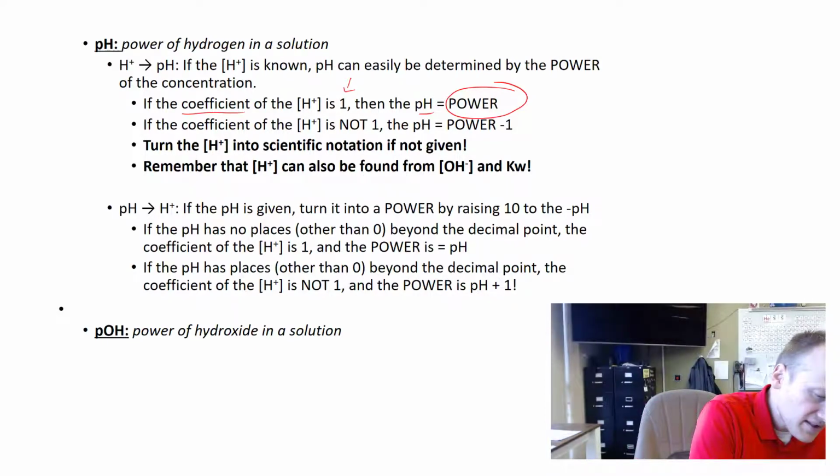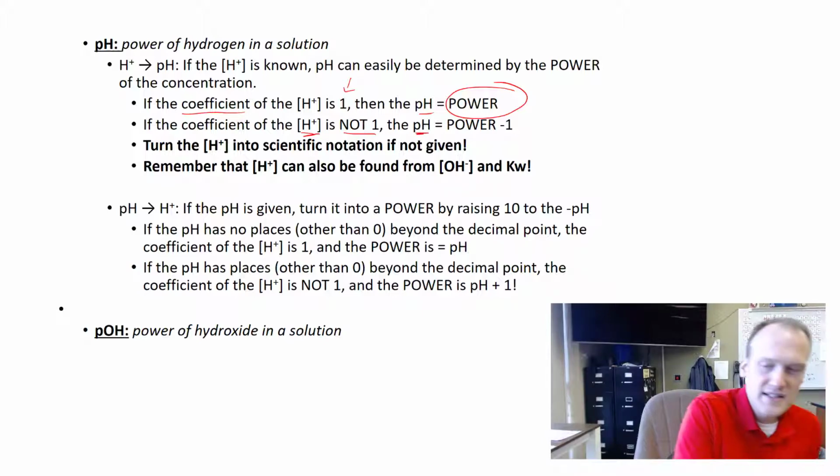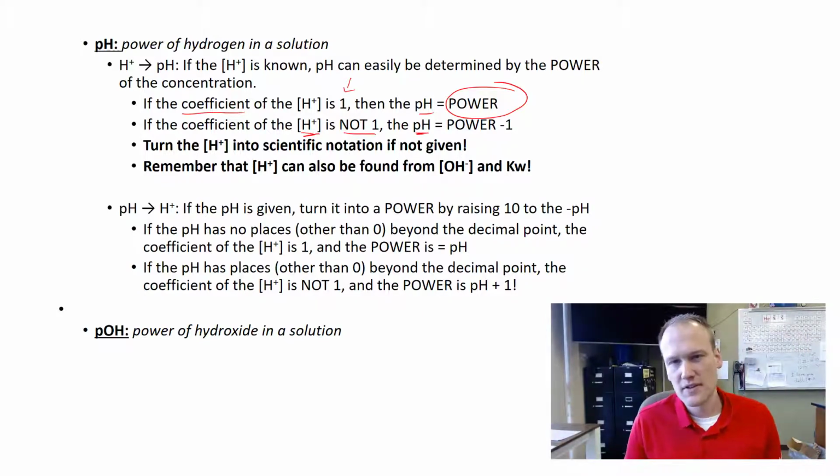If the H plus concentration coefficient is not 1, that means the pH power is that minus 1. So if you have 2 times 10 to the negative 7th, that means the pH will be 6, because it's 1 minus 7. Also remember, if you're given the molarity of a strong acid, you can just turn that into scientific notation to figure out the pH.